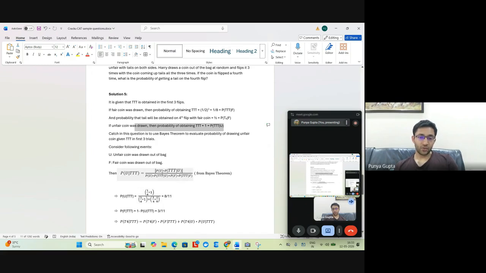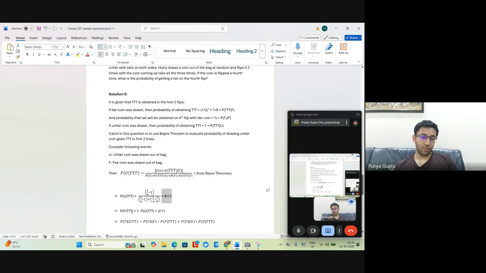So the probability of choosing an unfair coin is 1 by 4, because out of the 4 coins, only one is unfair. This comes out to be 1 by 4 into 1, upon 1 by 4 into 1 plus 3 by 4 into 1 by 8, because the probability of getting tail, tail, tail given that we started with a fair coin is 1 by 8. So this calculation comes out to be 8 by 11, which is the probability of starting with the unfair coin, given that we obtained tail, tail, tail in the first 3 trials.